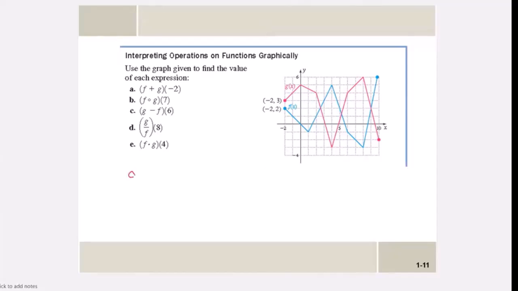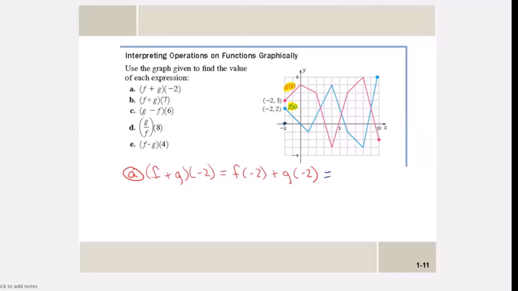Okay, so let's do A. What this notation means is f of minus 2 plus g of minus 2. And now I go to my graph. If you notice, the blue graph is f of x. The pink graph is g of x. So I get that this is equal to, and I go to -2. Here's -2.